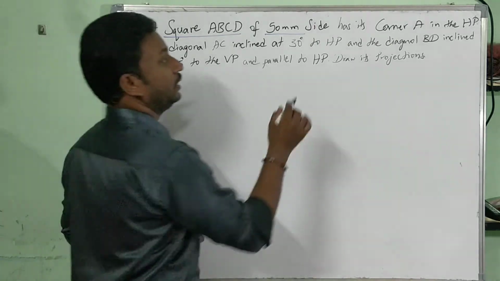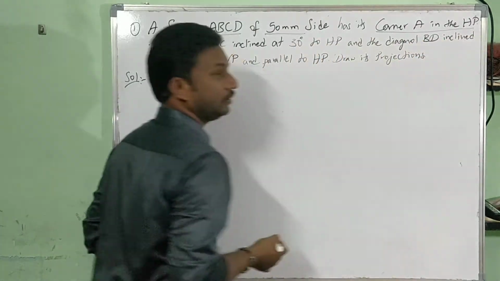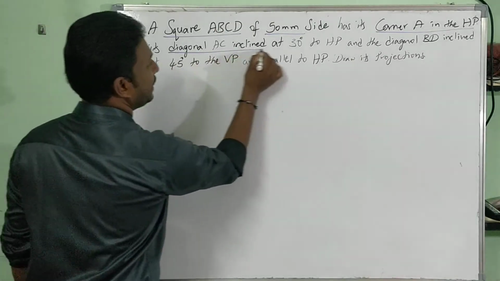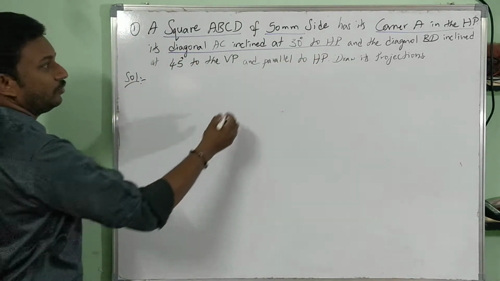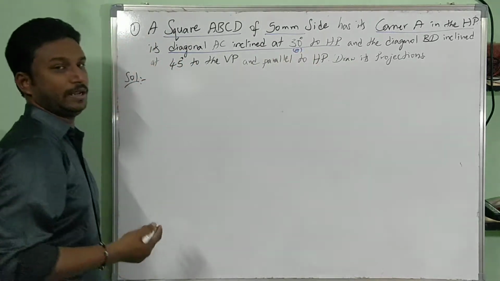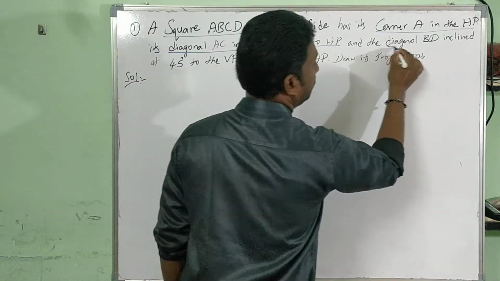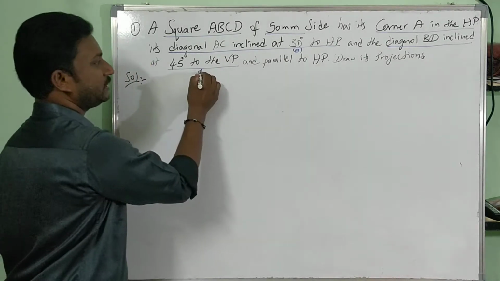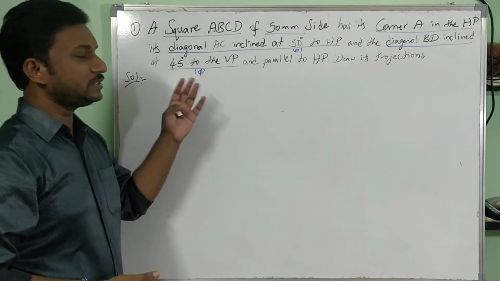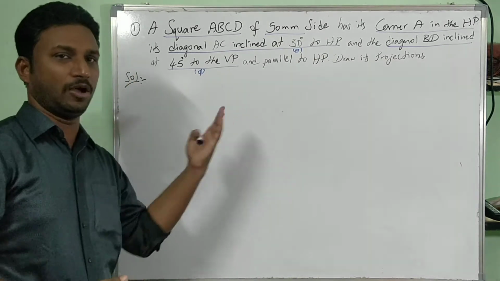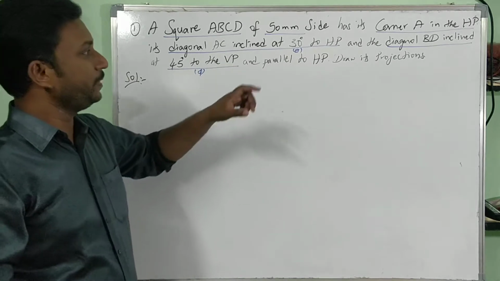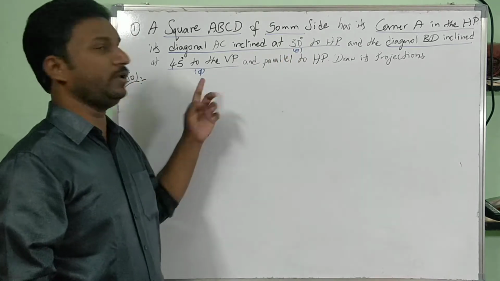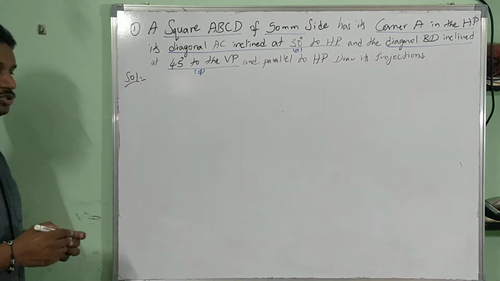Coming to its location, he is telling that corner A is in the HP. Of the 4 corners ABCD, 1 corner is in the HP, and its diagonal AC is inclined at 30 degrees to HP. That means we have inclination to HP, theta for example. And the diagonal BD is inclined at 45 degrees to the VP. We have one more inclination with respect to the VP, suppose phi. And it is parallel to HP, we will analyze how that will be. From this you can understand this plane, with respect to the diagonals, is inclined to both HP and VP, two angles. So how do you have to solve this?